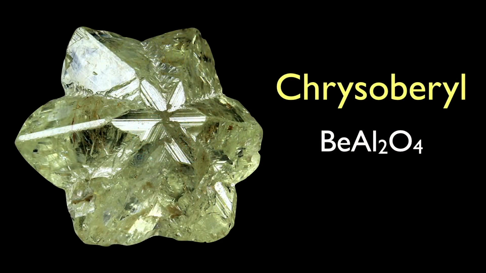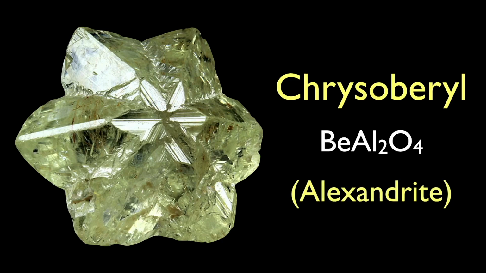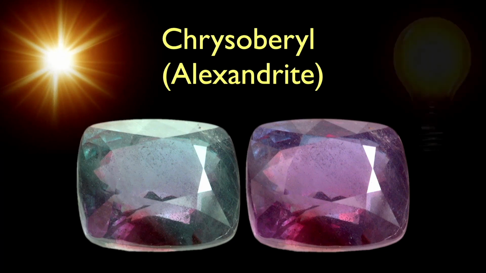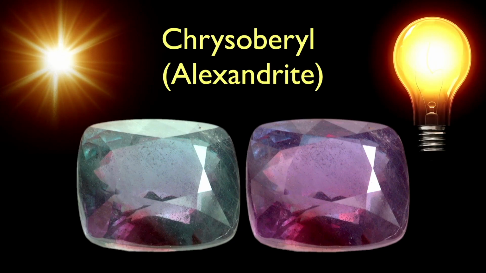Chrysoberyl, which is a beryllium aluminum oxide, is a very interesting mineral. Here you see it in its natural crystalline state, beautifully reminiscent of snowflakes. It's also known as alexandrite, which has some unique optical properties. Under sunlight, an alexandrite stone can appear greenish, but bring it inside under incandescent light and the same stone will appear pinkish. This has to do with the qualities of the incident light and how alexandrite absorbs some specific colors.